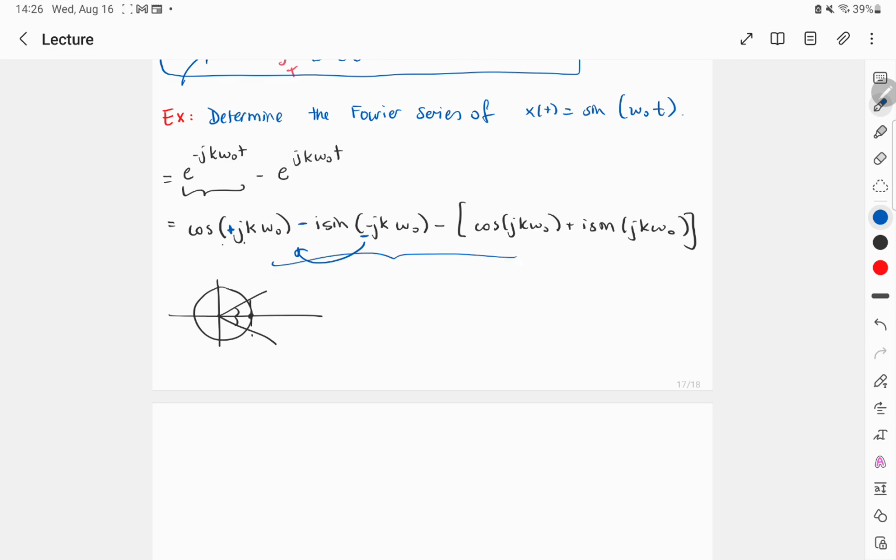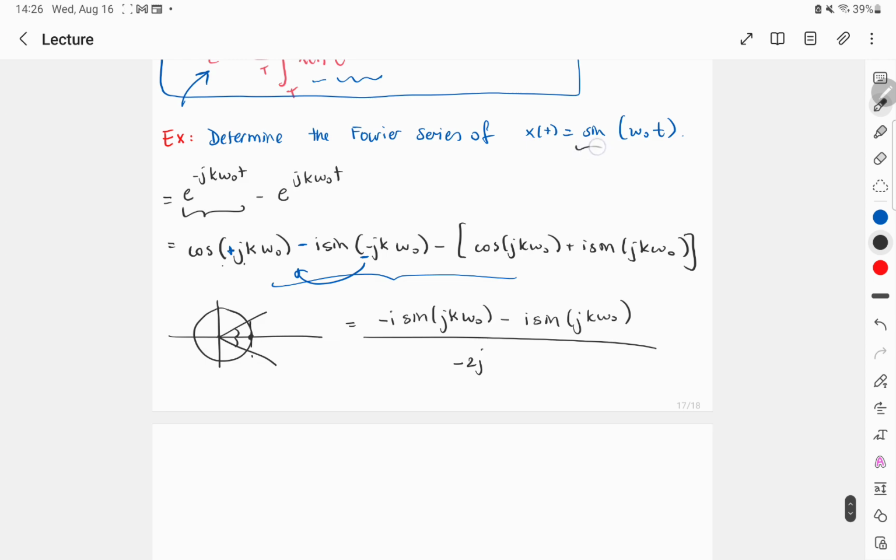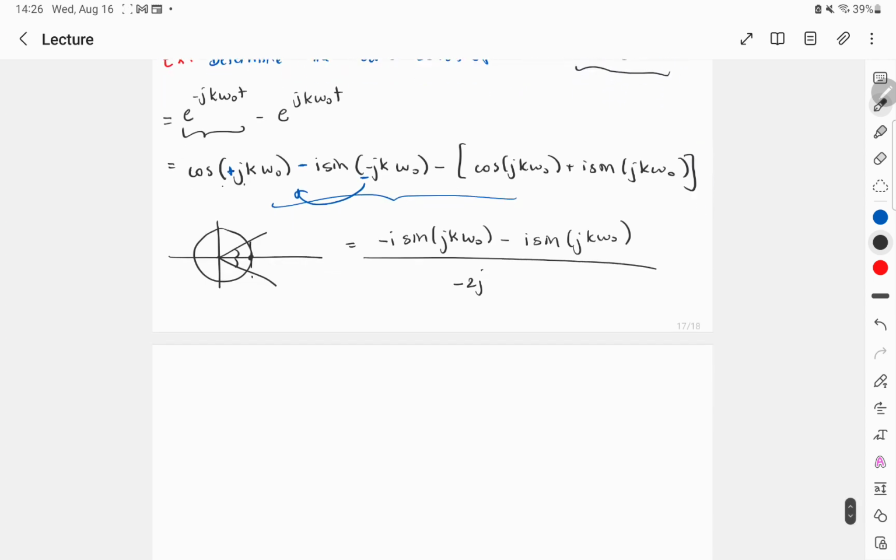And then as we do all the algebra in here, we will see that it will equal minus j sine j k omega minus j sine j k omega. That's why if we divide it by minus 2j, it will give us the value that we wanted. So we can basically say that sine omega t equals e to the power of j omega t minus e to the power of minus j omega t, over minus 2j.